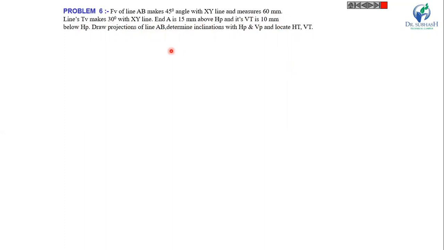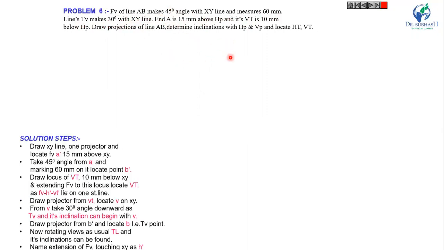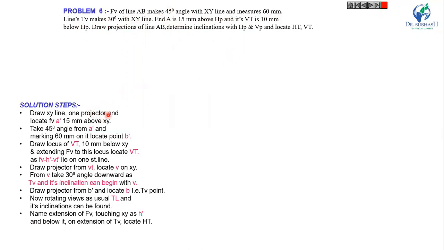Here the front view of line AB is inclined to the XY line at 45 degrees and the length of the front view is 60 mm. Its top view is inclined at 30 degrees with the XY line. The position of point A is given. So we have to solve this example by using these different steps.